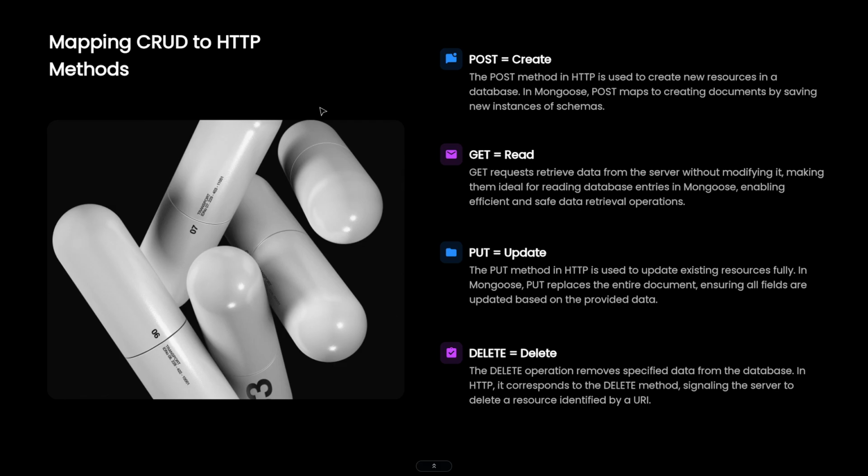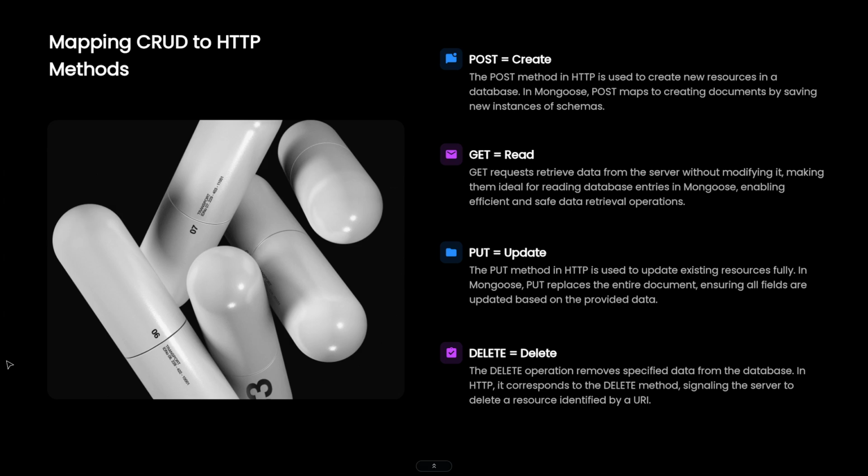Okay. The POST method in HTTP is used to create a new resource in a database. In Mongoose, POST maps to creating documents by saving a new instance of a schema. The operation is not used to change the database structure that already exists in MongoDB, but it is used to add a new type of document in MongoDB, like a new structure of database.